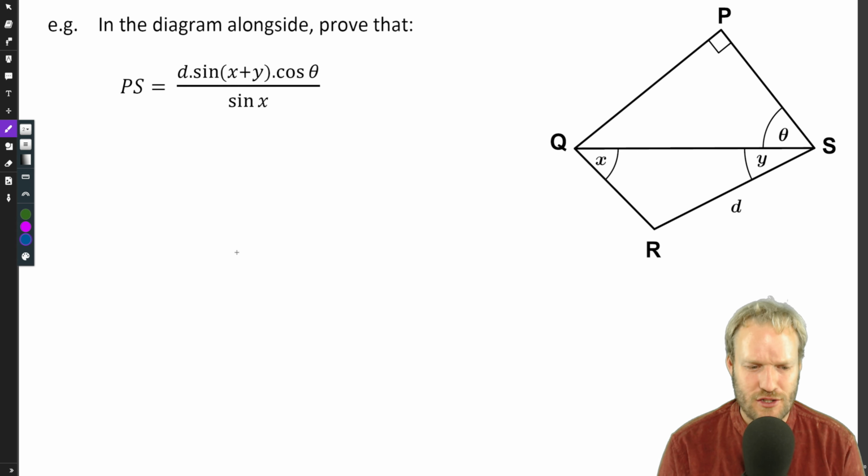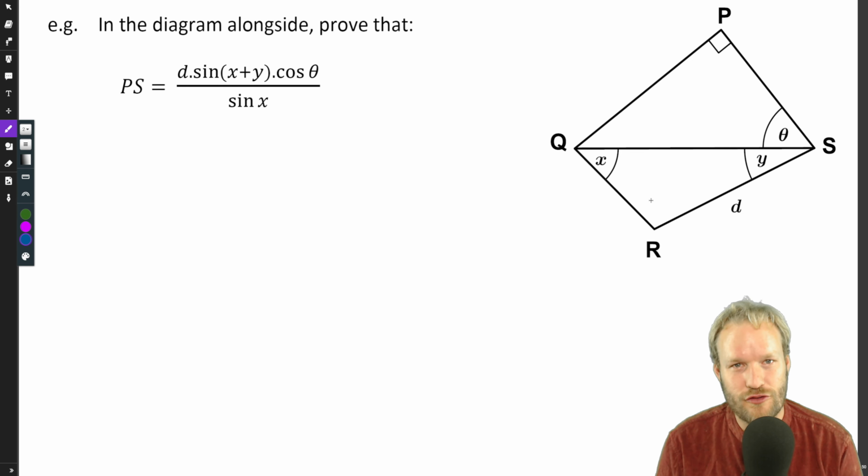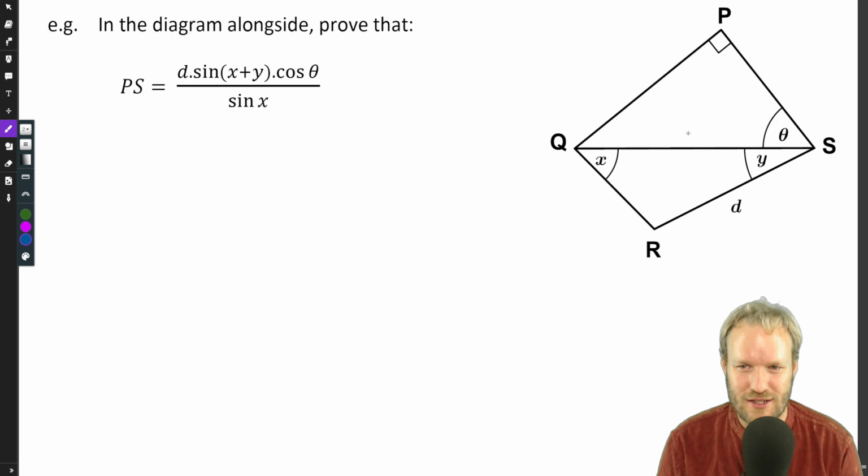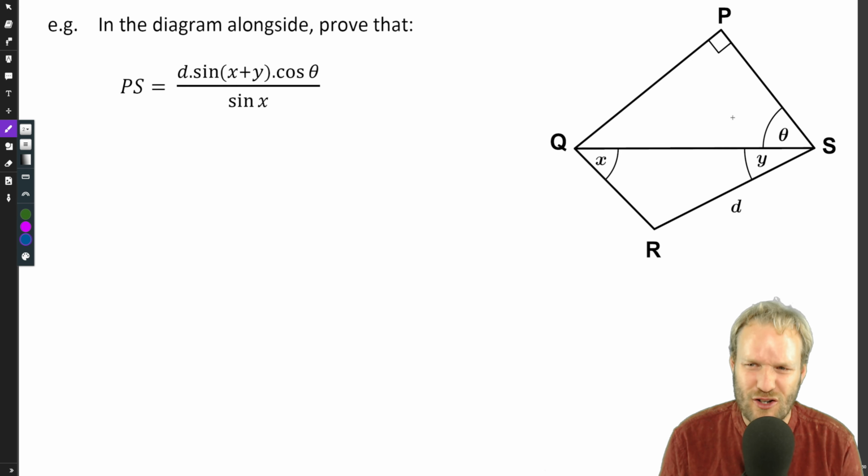Okay, Grade 12s, last Grade 11 2D trig revision question. In the diagram alongside, prove that... Now, we've already had a couple of questions where we've had two triangles and we've had to move from one triangle into the next. And by move, I mean in this bottom triangle QRS, we've been given a lot of information. In the top triangle, not so much.